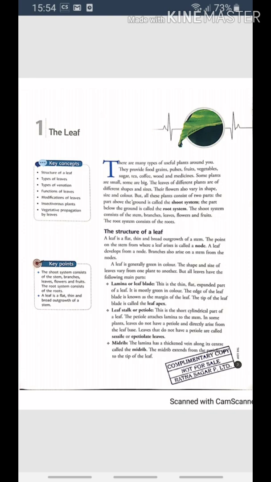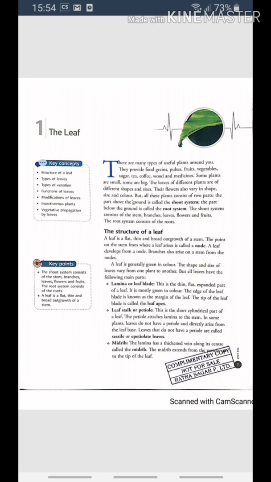The last function is transpiration. Excess water taken up by plants is released into the air in the form of water vapor through stomata. This process is called transpiration. It keeps a plant cool.